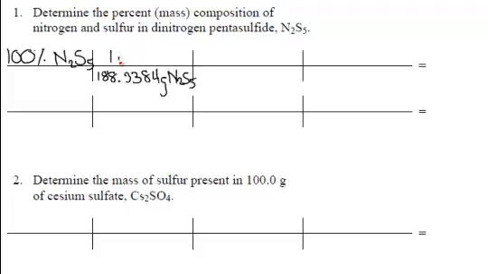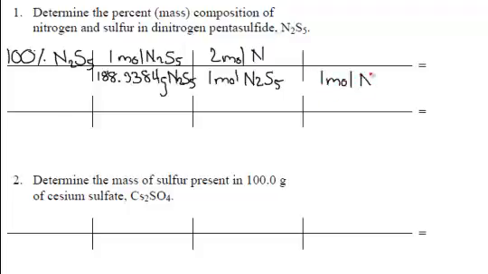So, this is the mass for every 1 mole of N2S5. And for every 1 mole of N2S5, there are 2 moles, notice the subscript, of nitrogen atoms. For every 1 mole of nitrogen, we have 14.0067 grams of nitrogen.